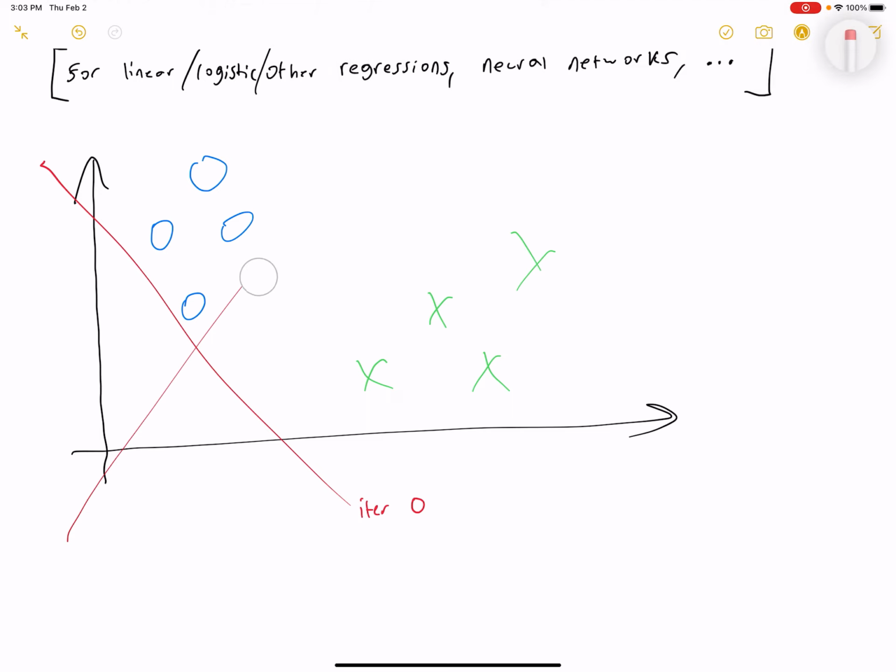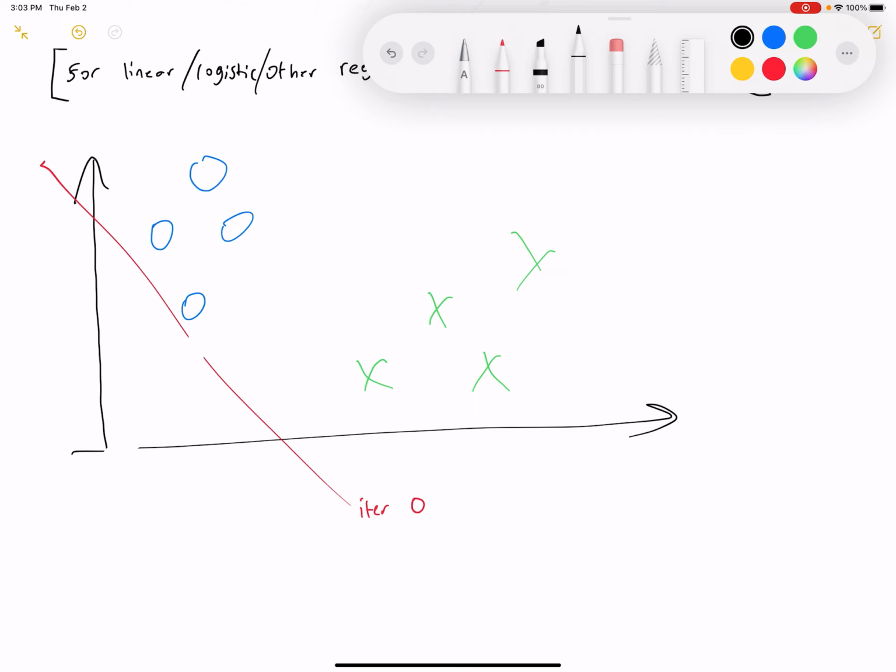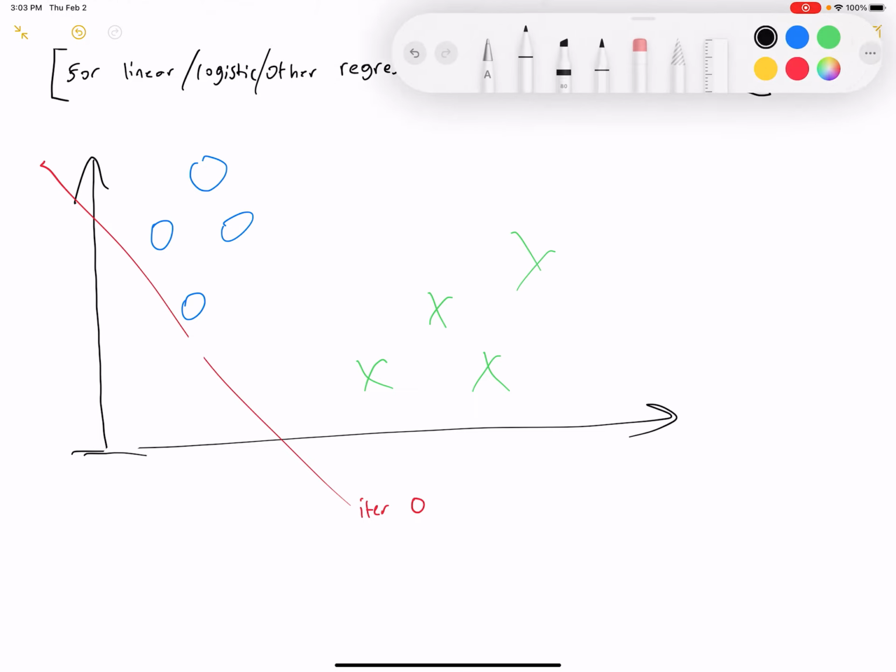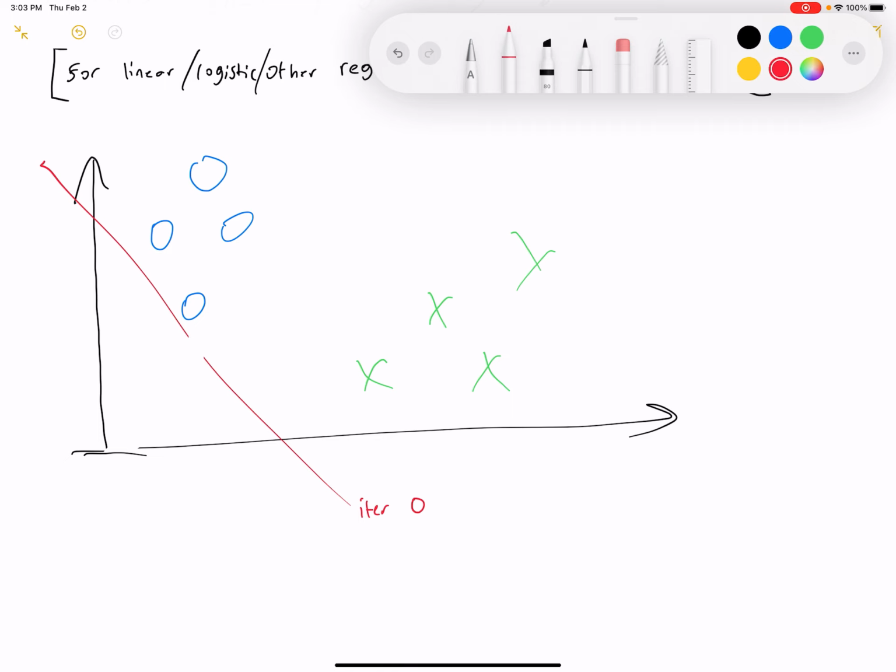So actually, let me erase that because it's not a good example if it works right away. Just trying to have fun. I just did whoop, but it was a perfect line. So let's be a little bit more careful.